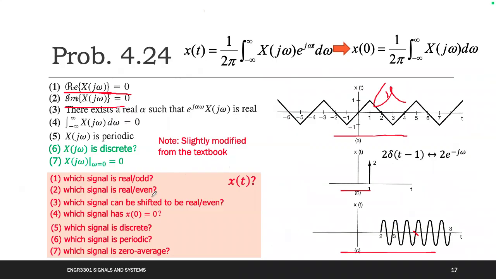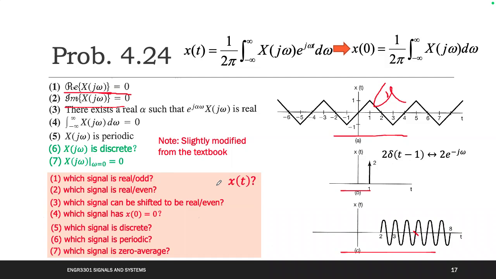If it is real or odd, if it is even or complex, if it can be shifted. You can also use some properties to decide if it is real and even. Does that make sense to you? I will leave this to you as homework. Actually, this is a homework.